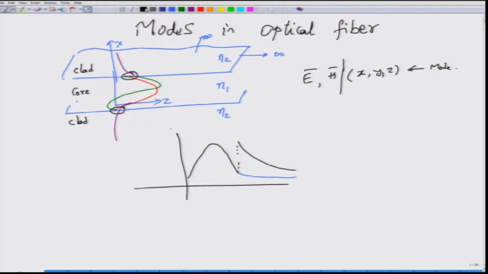So, if you call this one some b e power minus alpha x, where alpha denotes how quickly it is decaying into the cladding, and if you have this one as some a sine k_x x, I am assuming still this slab waveguide, and the amplitude of this one is some a, then I have to adjust the amplitudes a and b, and this adjustment comes from boundary conditions. So, boundary conditions simply stitch the behavior of the wave in the core and in the cladding region.